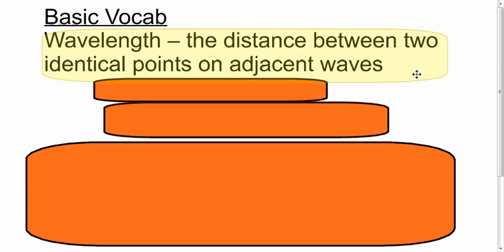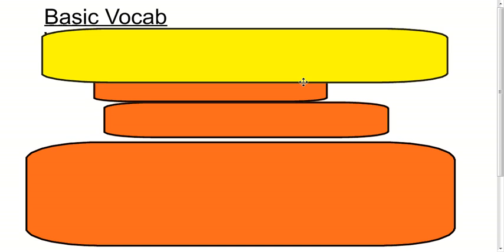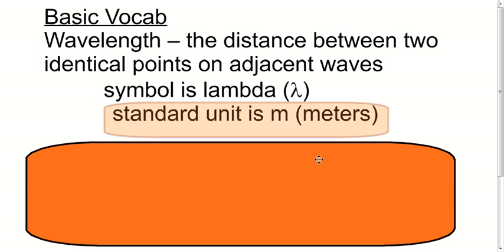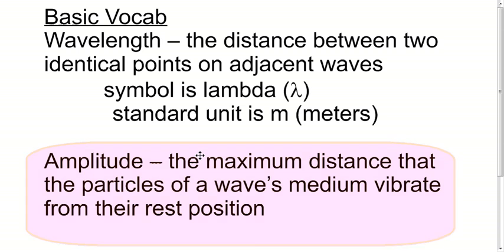Here are the terms. A wavelength is the distance between two identical points on adjacent waves, and adjacent means next to. Its symbol is lambda, and its standard unit is meters. Amplitude is the maximum distance the particles of the wave's medium vibrate from their rest position. So that's basically how tall or how big the wave is.